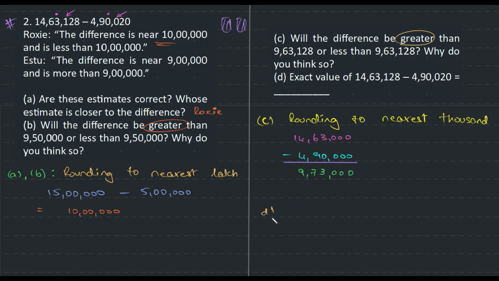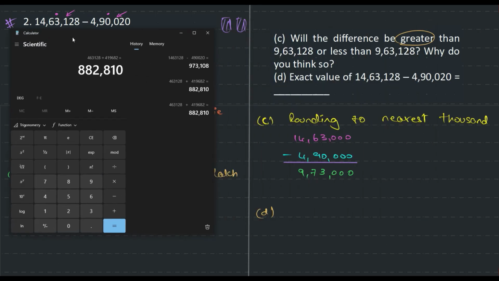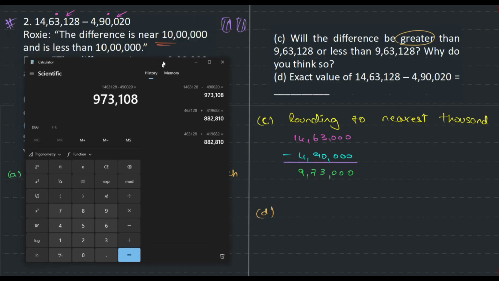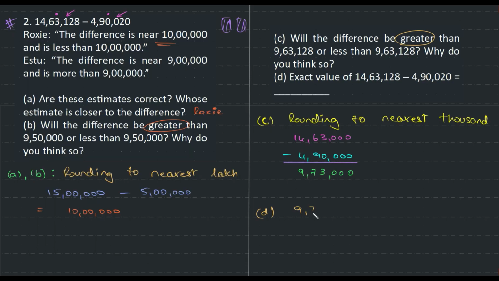So what is the exact answer? Let's look at the exact answer. I have calculated, but I don't remember honestly. This is it, is it? The difference is over here. Are the numbers right? Okay. Yeah, we got it right. So 9,73,108. Can you see that? 9,73, 9,73 is pretty good. Our approximations are pretty good.